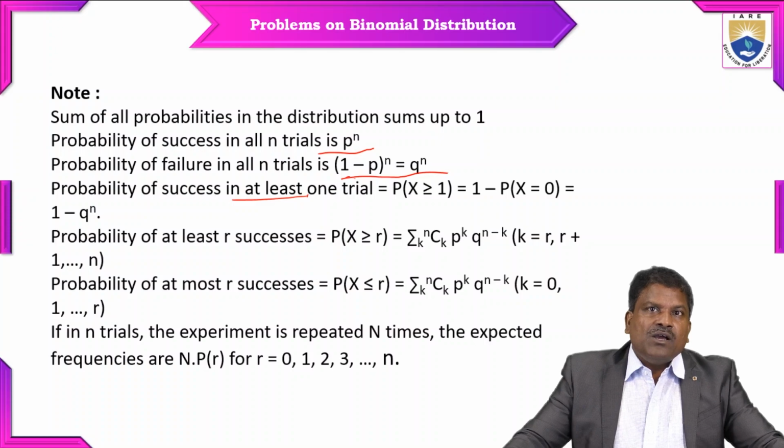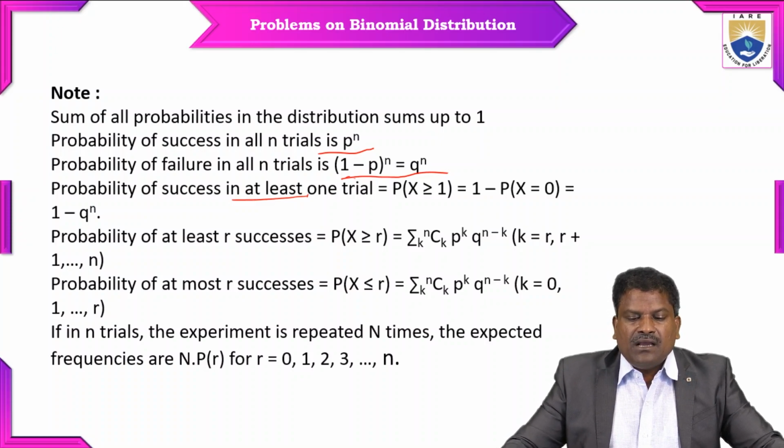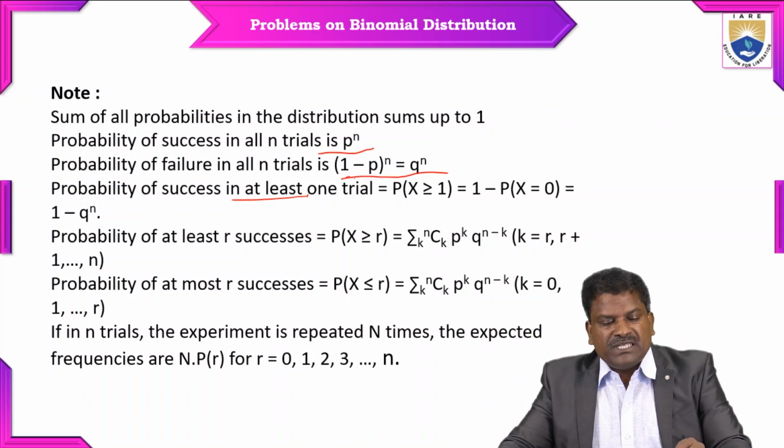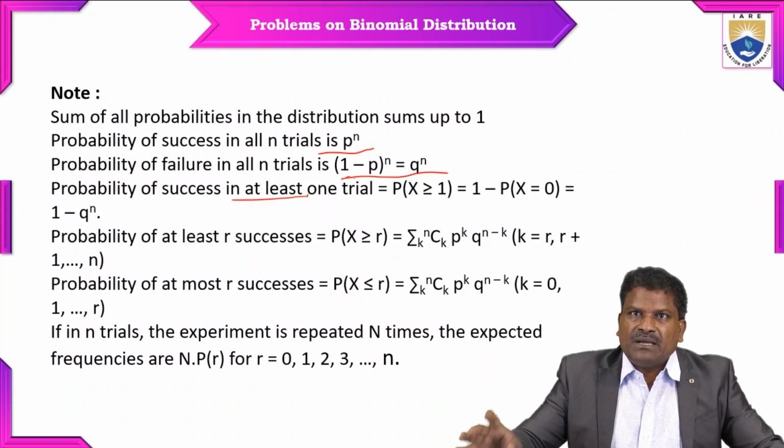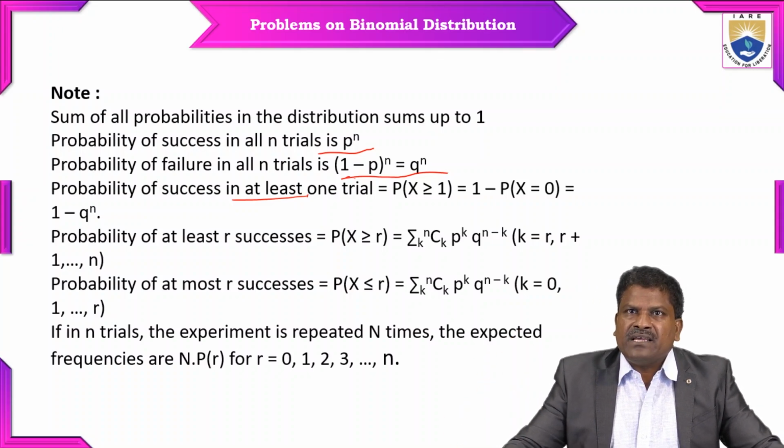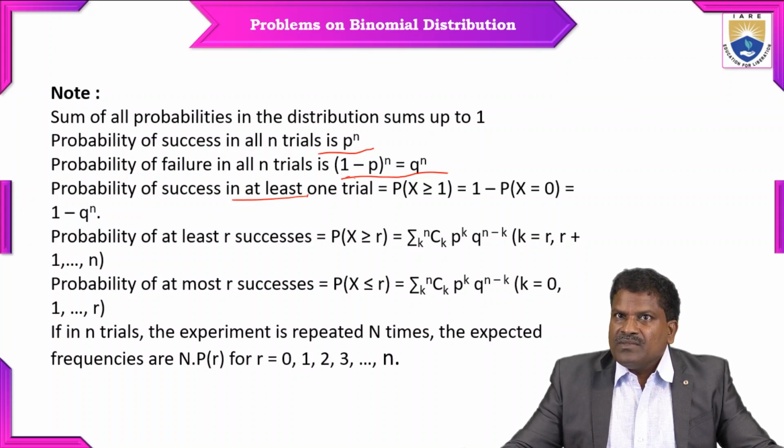Next, the probability of at least r successes. At least means the minimum is up to that number, and more than that also will be there. In our language it is P of x greater than or equal to r. So it is sigma of nCk p to the power k into q to the power n minus k, where k runs from r, r plus 1, r plus 2, etc. up to n.